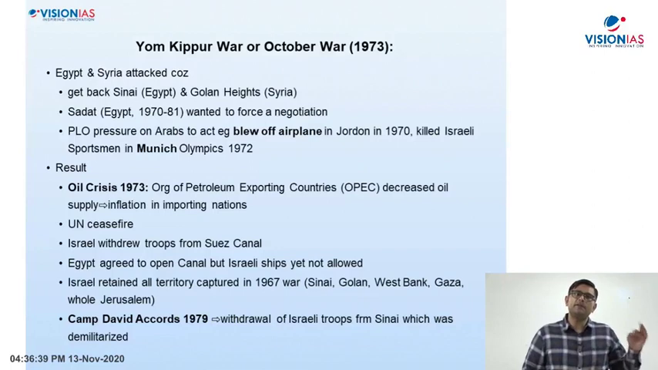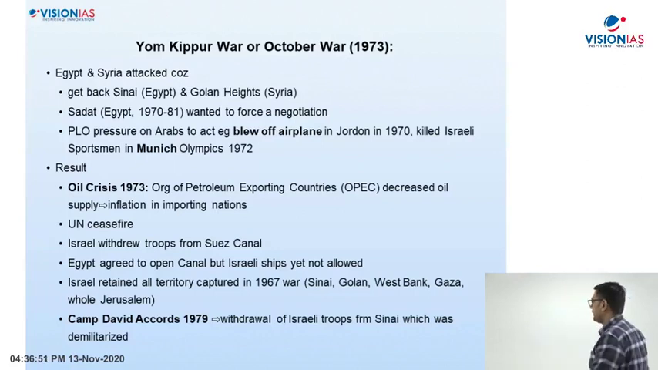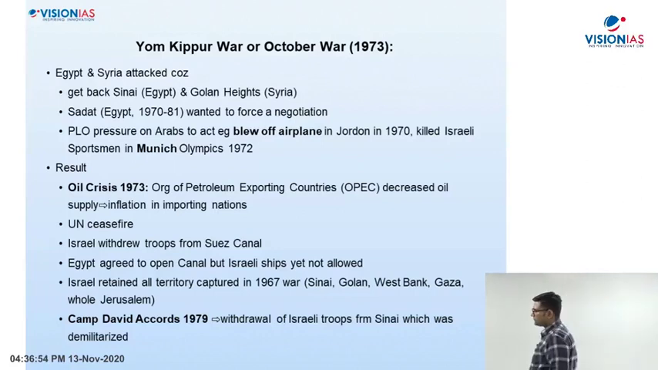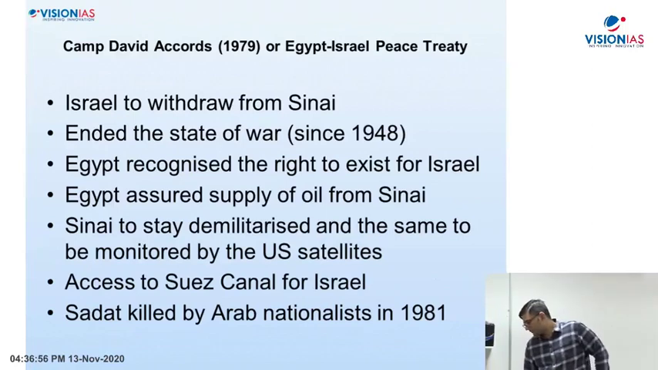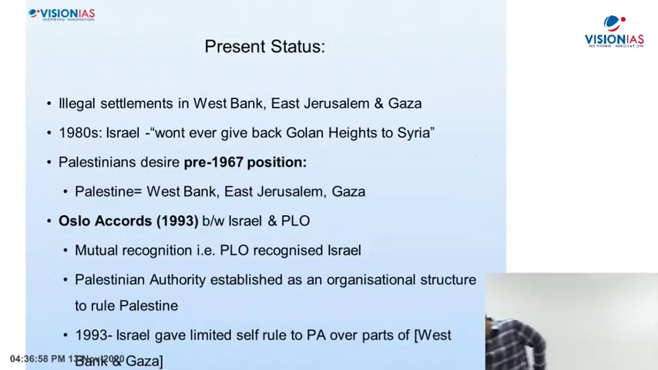Who is the president? President Sadat was there. What was the result? The Arab nationalists murdered President Sadat. So therefore, this is how things are progressing. So these are the Camp David Accords.